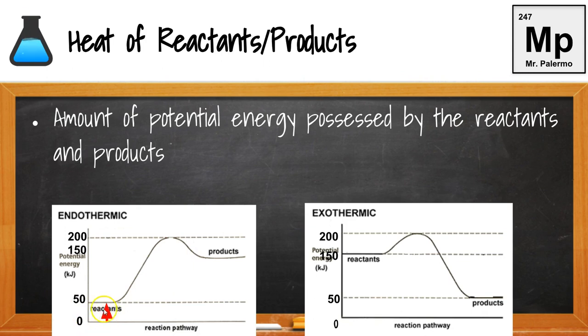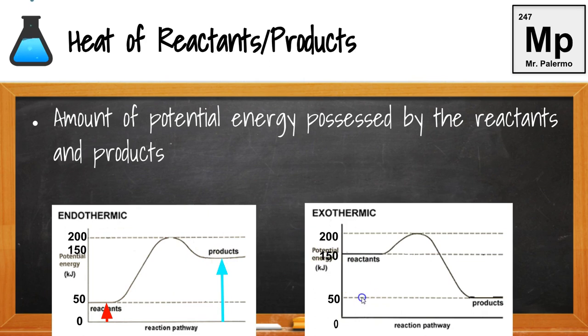So it's the amount from 0 to the reactant line. That's the potential energy that the reactants have. How much energy do the products have? 0 to approximately 150. So they have 150 kilojoules of energy. Since this is endothermic, that makes sense because we're adding energy to the reactants, so the products are going to have more energy than the reactants that we started with.